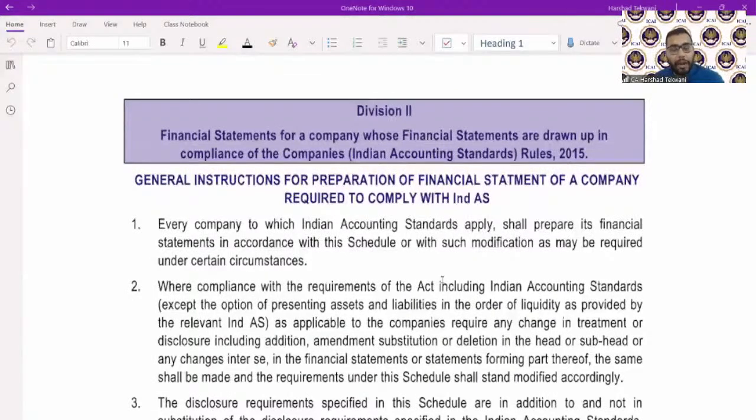So today we are going to discuss division 2 of schedule 3. Till last lecture we discussed in detail the division 1 portion. Today we will be discussing in detail division 2. Now division 2 is basically applicable to the financial statements of companies whose financial statements are required to be prepared in accordance with Ind AS. So basically, if Ind AS is applicable to the company, then they are required to follow division 2.